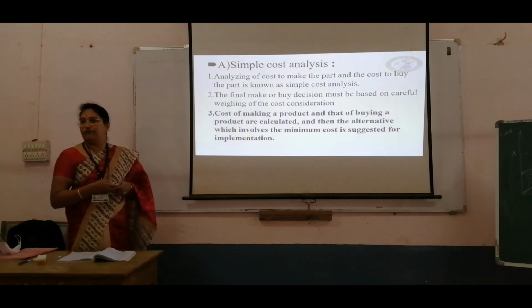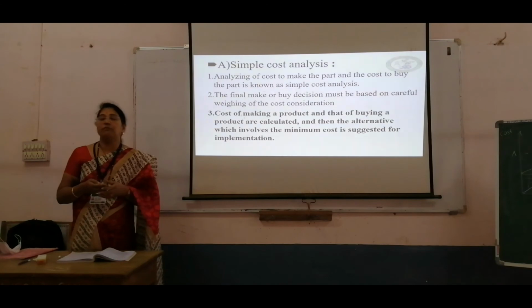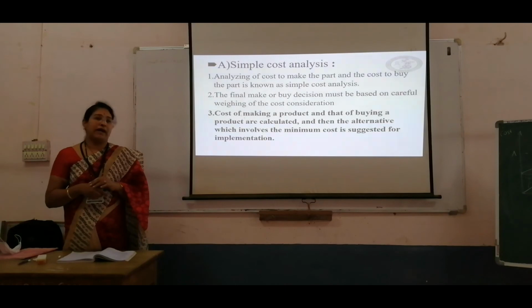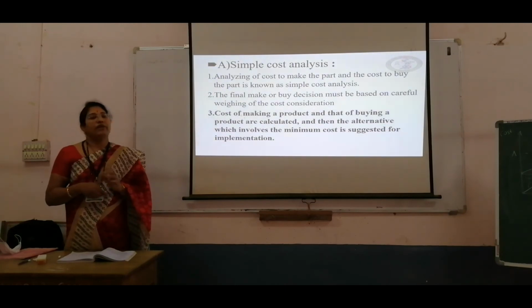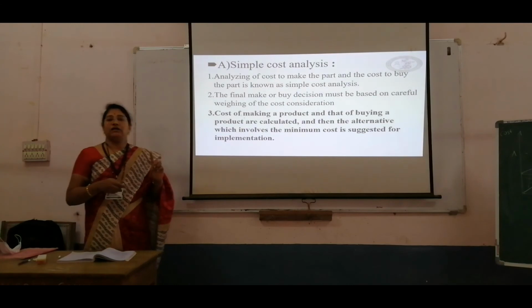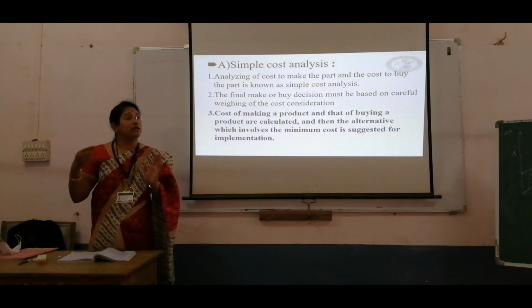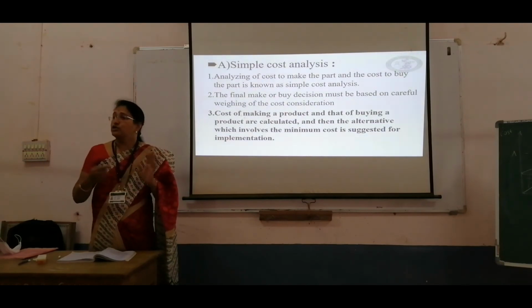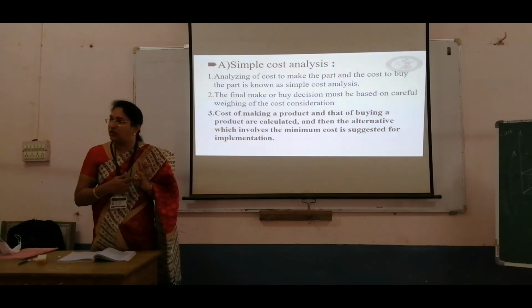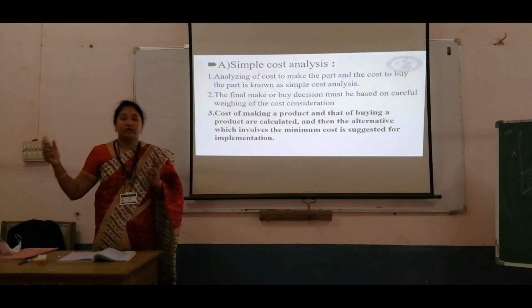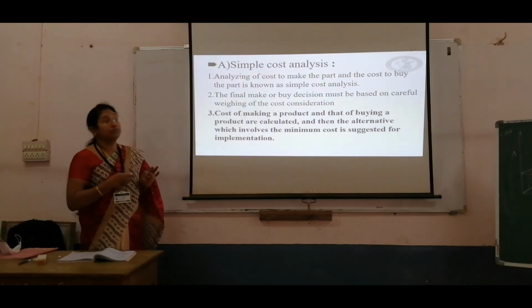Simple cost analysis, first one. As the name itself indicates, it is very simple to analyze the cost of making and buying. So how is it done? First, for making a part. I have already told you, a part is either manufactured or purchased from the outside supplier. The example I will take is the same, a transformer in the power supply. Here the question comes whether to manufacture the transformer in our industry or purchase it from the outside supplier. So when the question comes, we have to take it in this method.